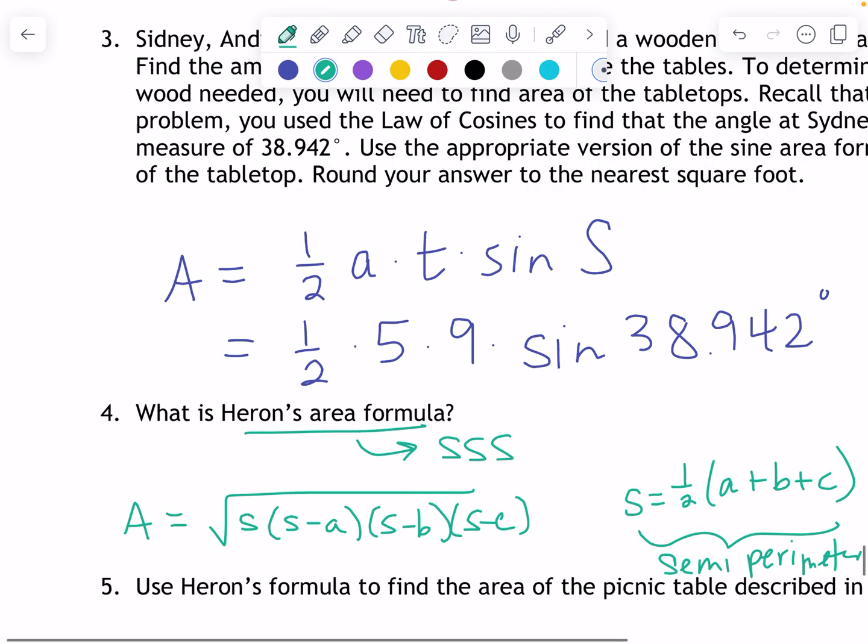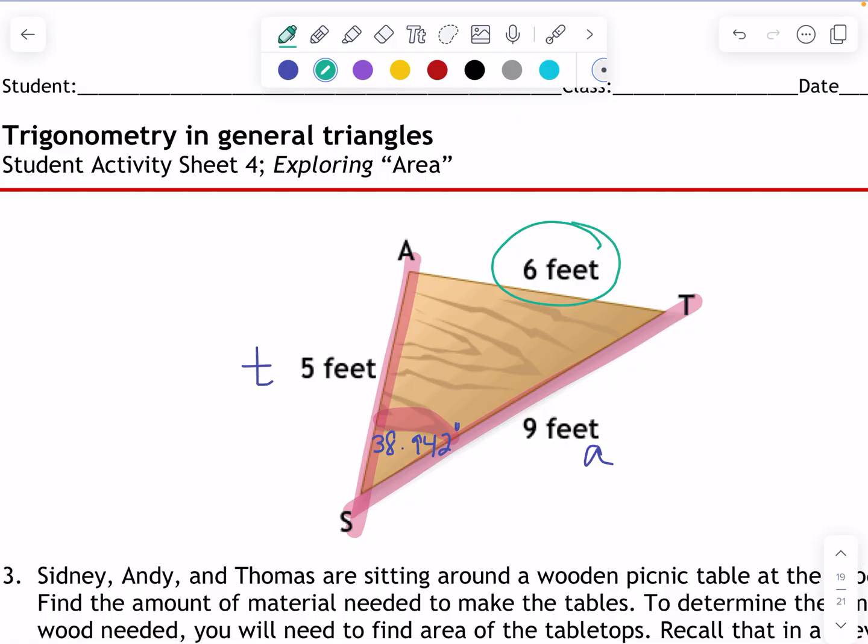The semi-perimeter is half of the lengths of all three sides. Okay, so taking a look at this table again, we have side lengths of 6, 5, and 9 feet.